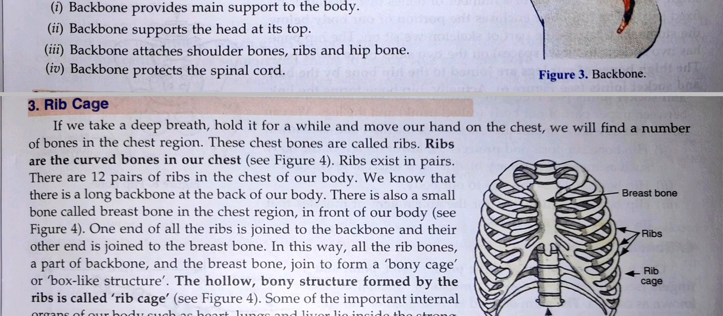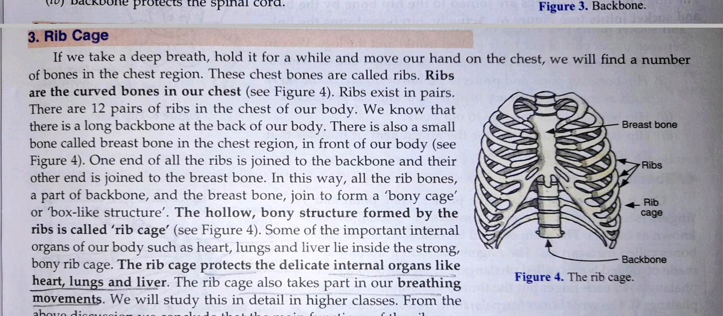The third part of your skeleton is the rib cage. See, such a nice figure is given. The front part of the main bone is the breastbone, and at the back side, it is the backbone.